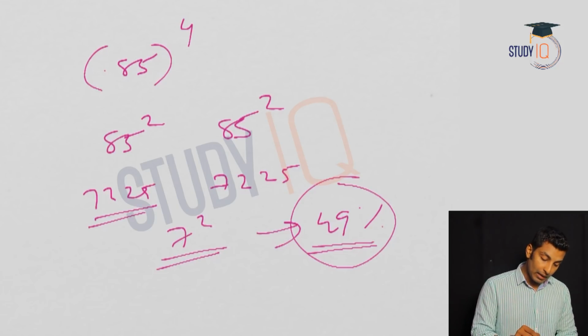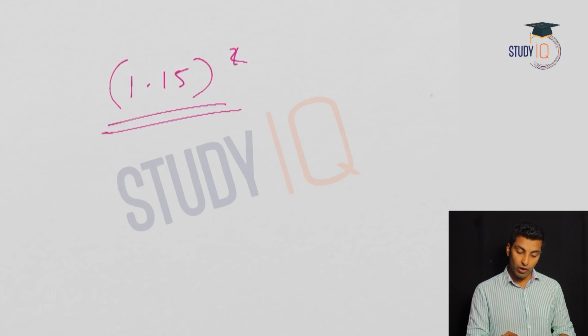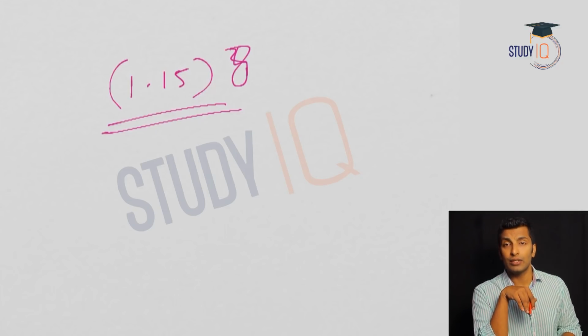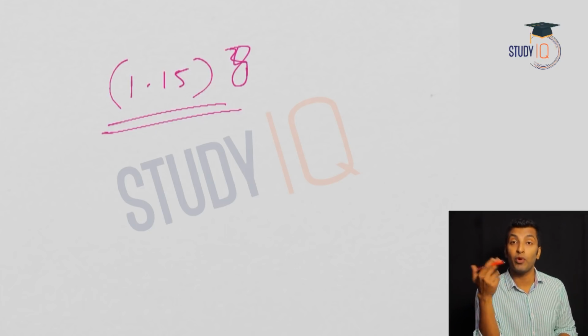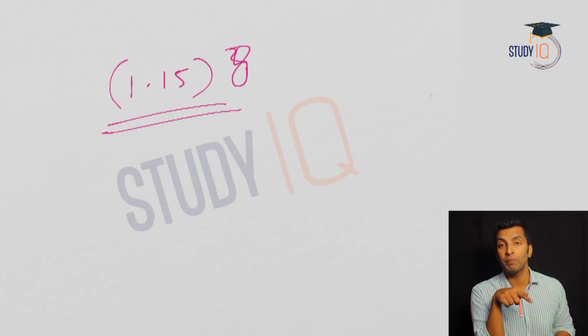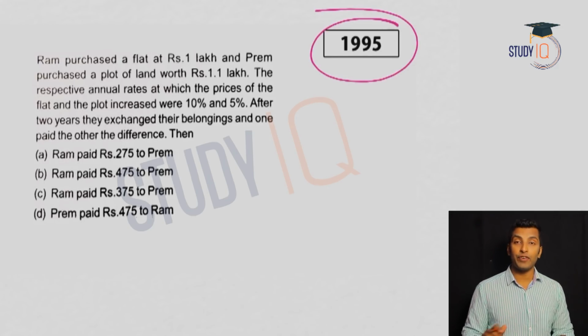Similarly, if it is 1.15, you will do it in the same way. Square, or 4 times or 8 times, you will split like that and solve. I hope this is understood. We have discussed this in detail, so I'm not spending too much time on it. If you haven't seen that video, please see it. You'll get a much better understanding of this calculation technique, and this is very useful when it comes to this kind of question. So let's start with the questions. Take a minute and solve this 95 question.